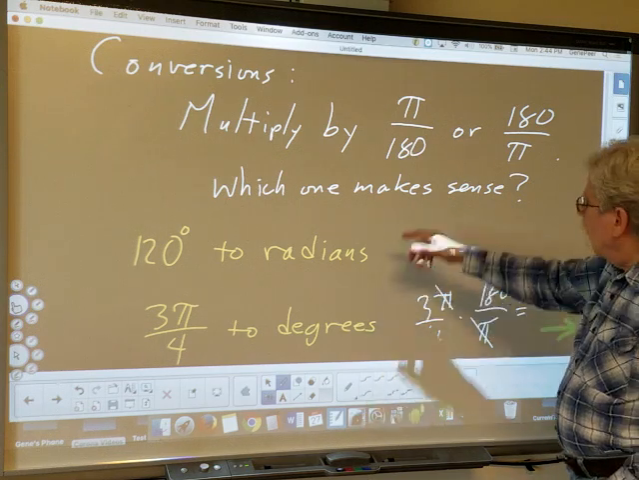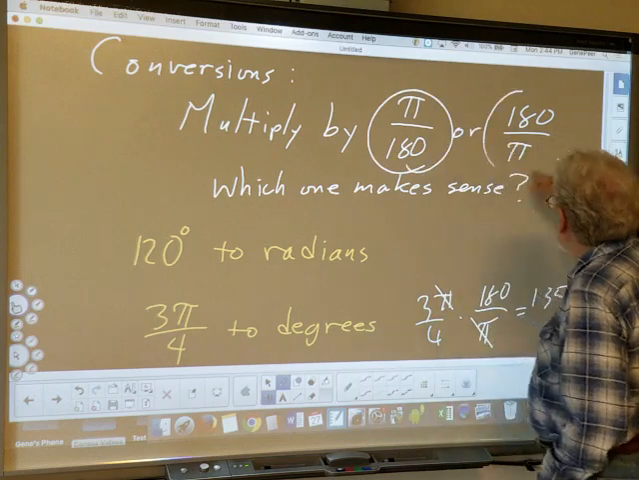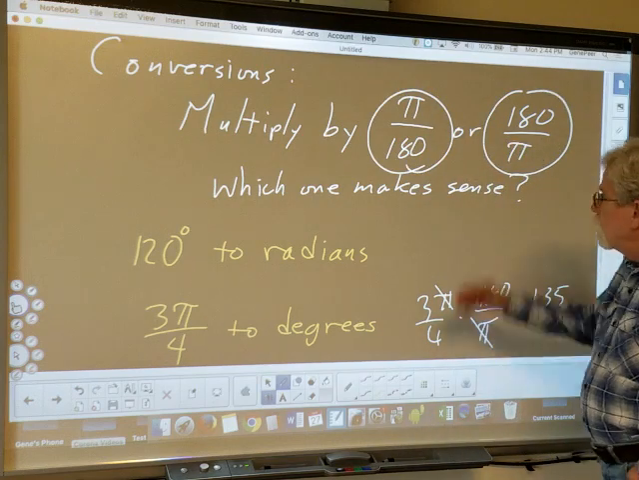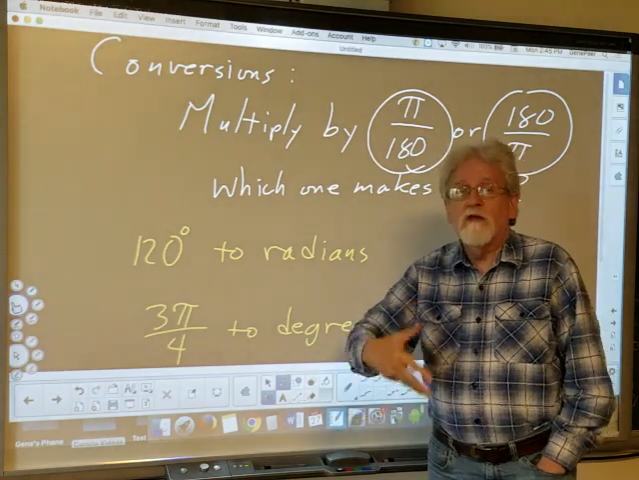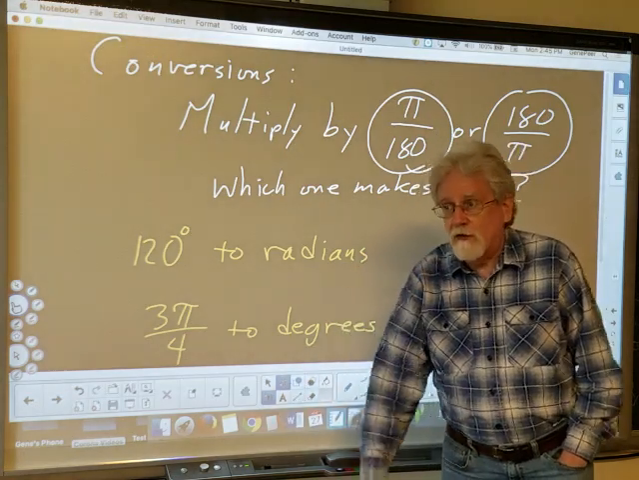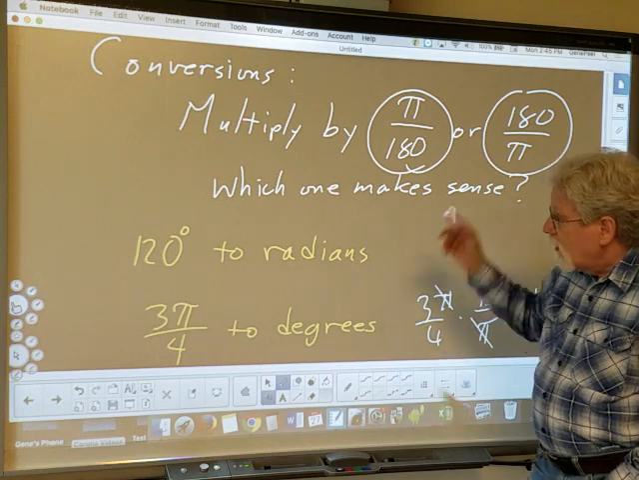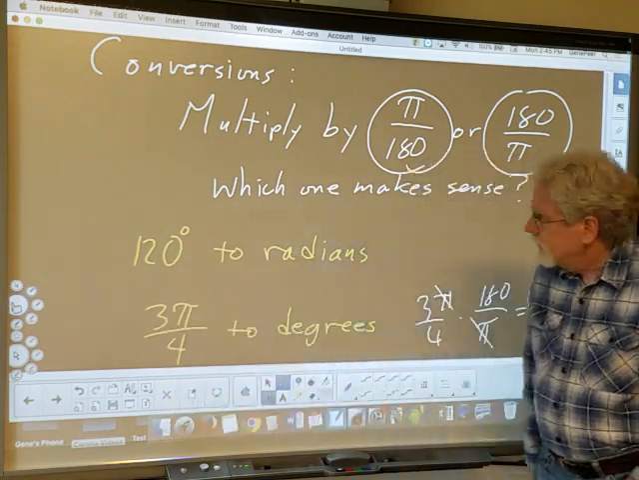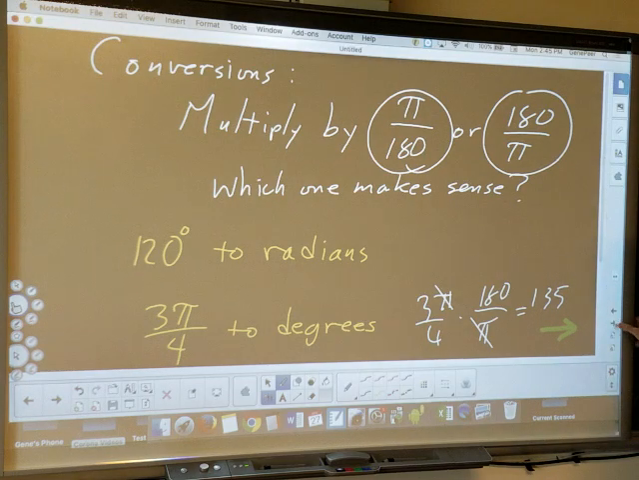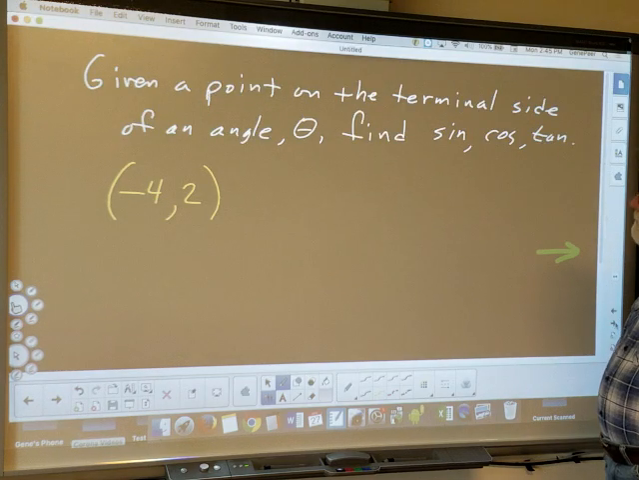So the conversions, you only have to remember to do that or that. And which one do you choose? You choose the one that works. You choose the one that gives you a sensible answer. You choose the one that either puts a pi in the numerator or eliminates the pi. So that should be free points for everybody.